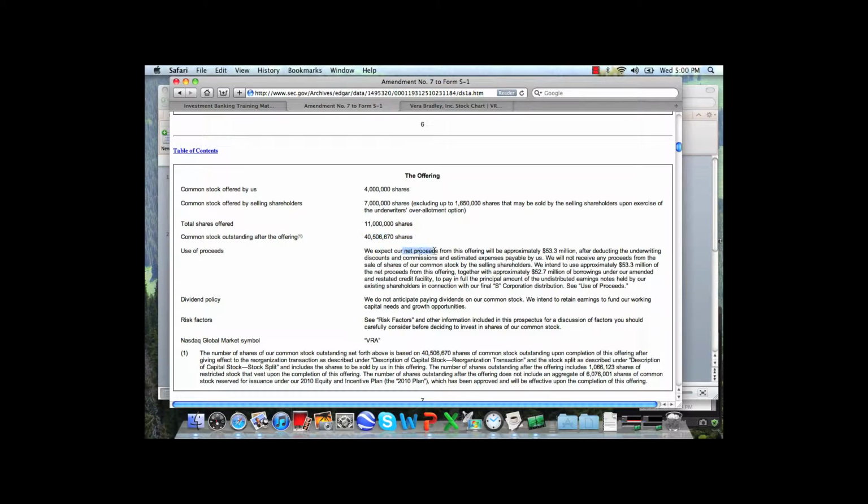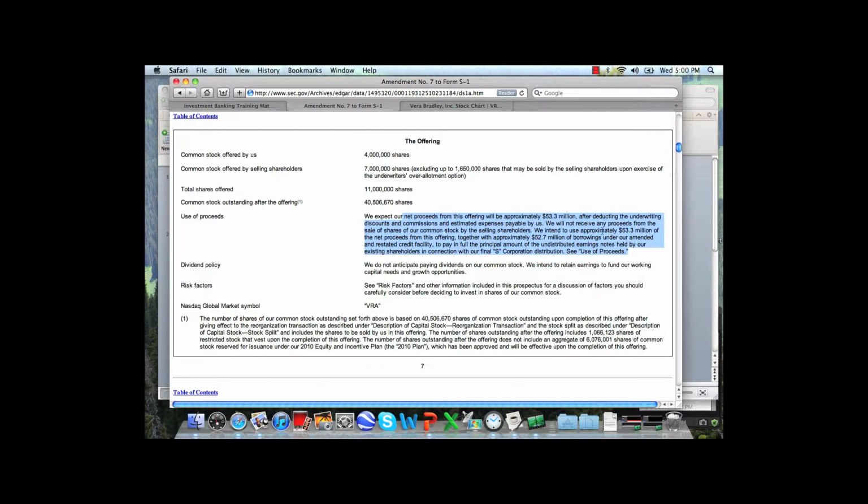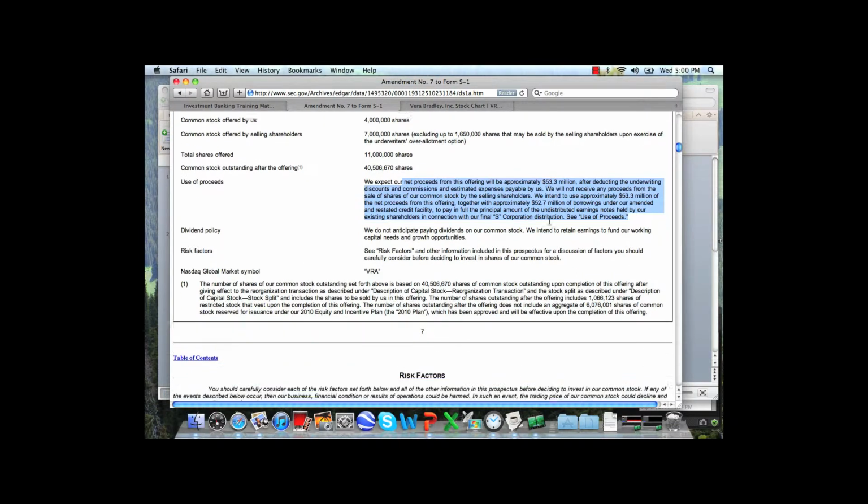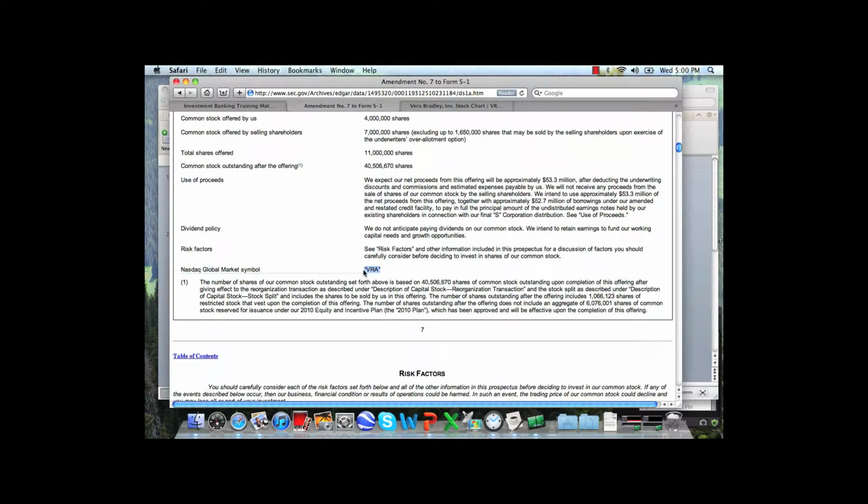And you can see there's a little text on the proceeds. I wouldn't trust this just yet because, as they note, they don't know the final price. It also gives us the stock ticker for the company.